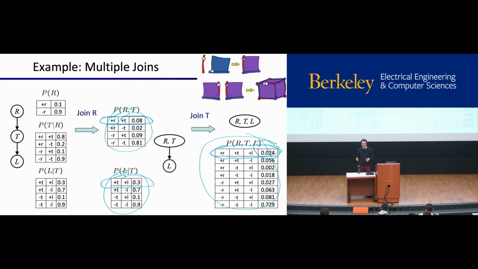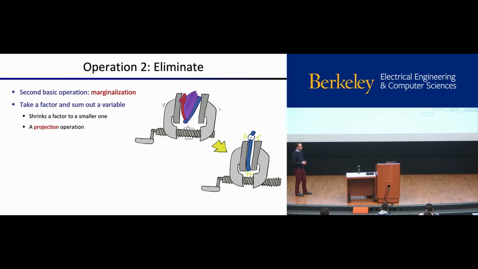Okay, that's joining things together. That was step 1 of this inference by enumeration process. We've now enumerated our whole joint distribution. And now we need to eliminate the variables that we don't need anymore. So these are all the hidden variables we didn't ask about, right?